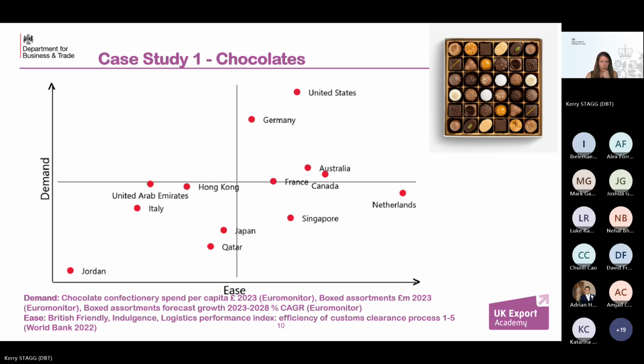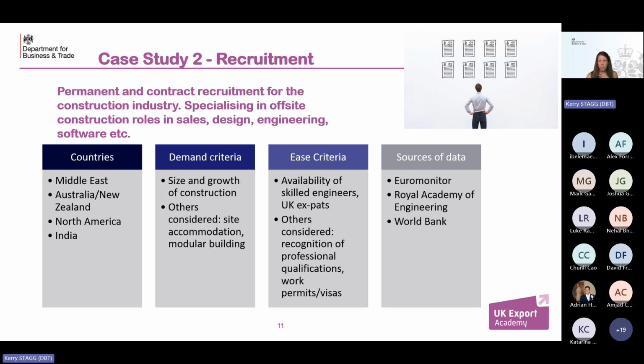So moving on to our second example. This is a company offering recruitment services, very specific recruitment services. So it's for recruitment for the construction industry, specializing in off-site construction roles in sales, design, and engineering, and so on. So they were looking in the Middle East, Australia, New Zealand, North America, and India.